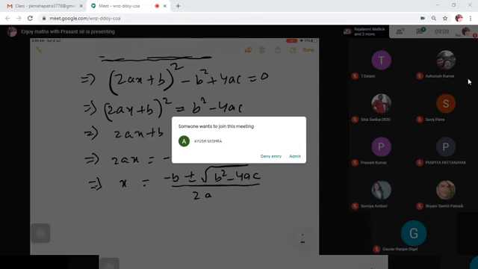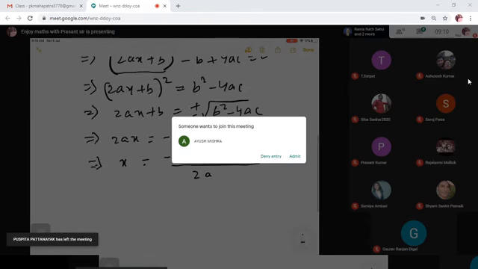This is why we call it the completing square method. And when we are given one equation, we have to follow the same steps that I have followed. And you have now learned two methods.